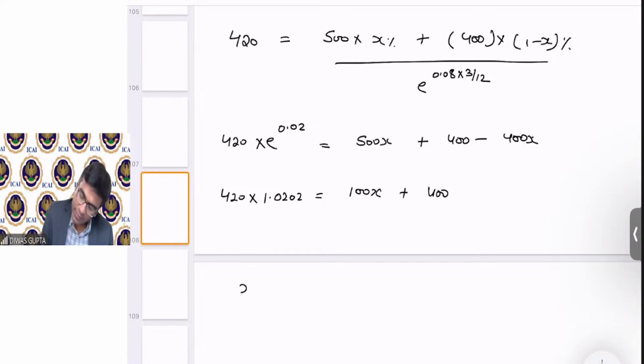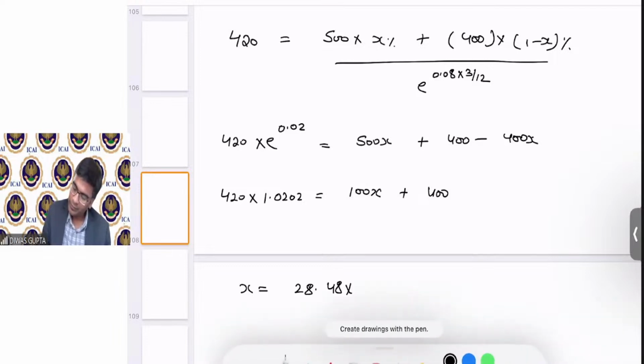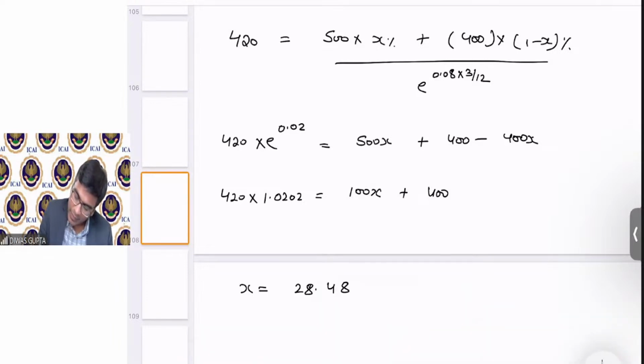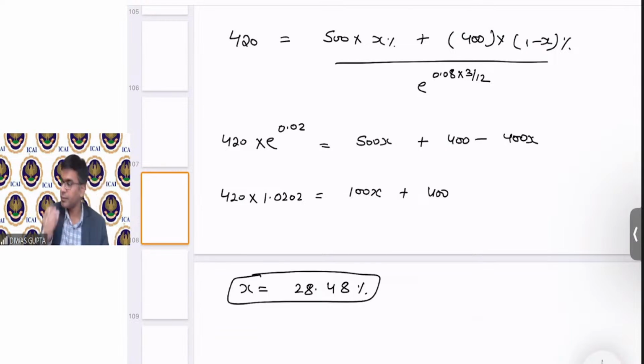If we solve this, x becomes 28.48 percentage. Okay. This is clear, students.